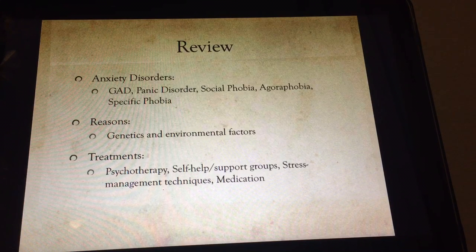So a quick review of what we've gone over in this lecture is that anxiety disorder is a negative mood state characterized by bodily symptoms of physical tension and by apprehension about the future. There are huge, broad, multiple different categories of anxiety disorder, but the ones that we covered were generalized anxiety disorder, panic disorder, social phobia, agoraphobia, and specific phobia. The causes that we talked about were some genetics, some biological aspects of where the brain affects it, and environmental factors all play a role. Treatments that we went over were psychotherapy, specifically CBT, self-help and support groups, stress management techniques, and medication.